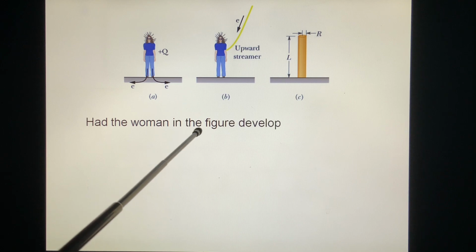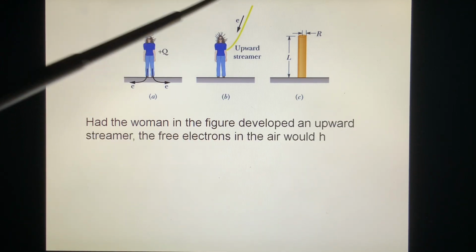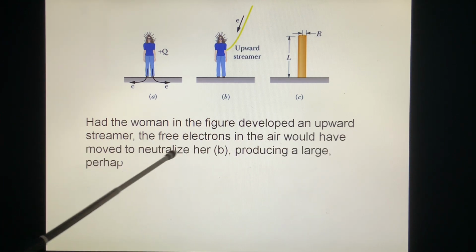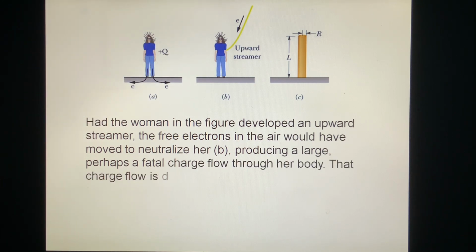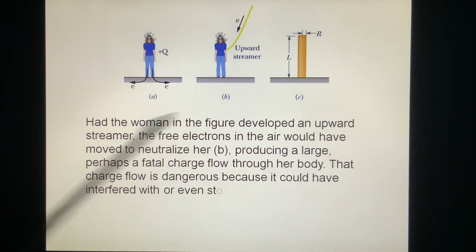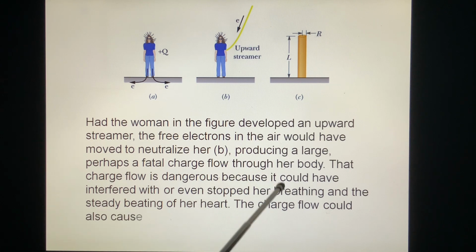Had the woman developed an upward streamer, the free electrons in the air would have moved to neutralize her because she is positive. That would produce a large, perhaps fatal charge flow through her body. That charge flow is dangerous because it could have interfered with or even stopped her breathing and the beating of her heart. The charge flow could also cause burns.